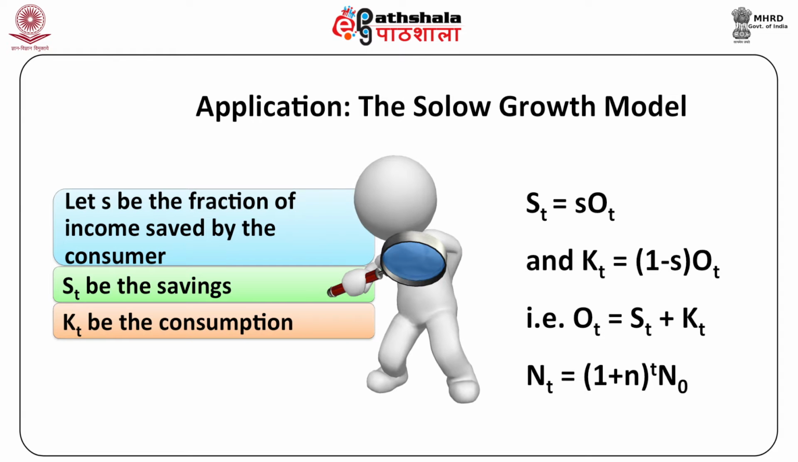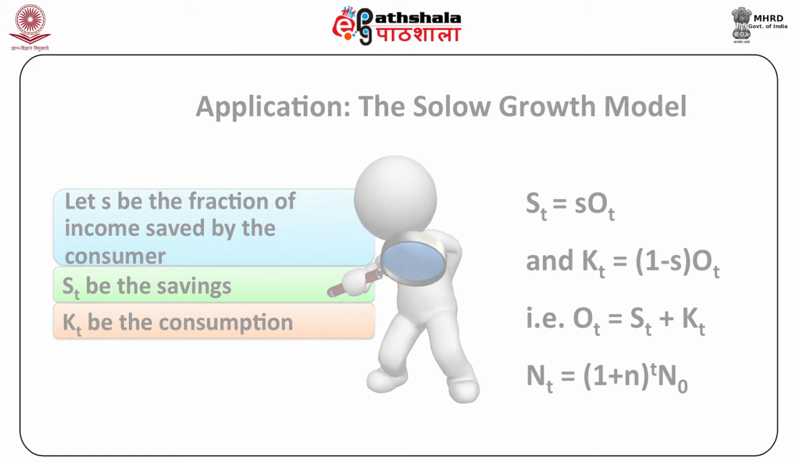Let S be the fraction of income saved by the consumer. Let S_t be the savings and K_t be the consumption. Then S_t is equal to S O_t and K_t is equal to (1 minus S) O_t. That is, O_t is equal to S_t plus K_t. Now let N_0 be the initial population size. Then N_t is equal to (1 plus n) raised to the power of t times N_0. By the assumptions, all savings must go into investment, that is I_t is equal to S_t, where I_t is the investment in time period t.